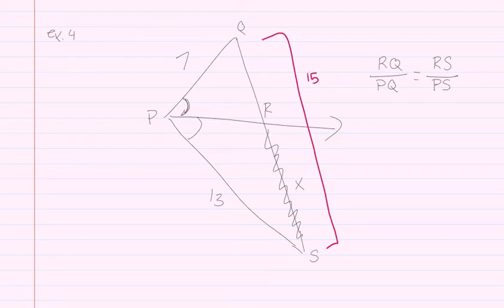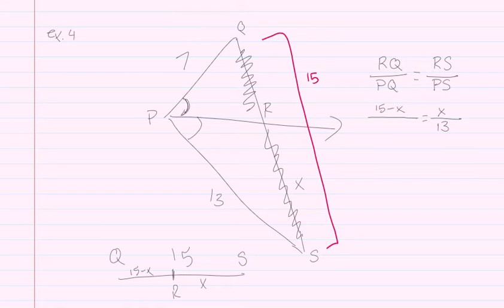So I can write that out with the sides and then actually fill in the values. So I'm going to start on the right side. I know that RS is x and PS is 13. Okay, I don't, however, know what RQ is. RQ, if I look at the entire length of QS, here's QS, that is 15, and then here to R is x. So I can take 15 minus x, and that's about as good as I can get for now. I don't know what it is, but I know that it's 15 minus the value of RS. And take that over PQ, which is 7.